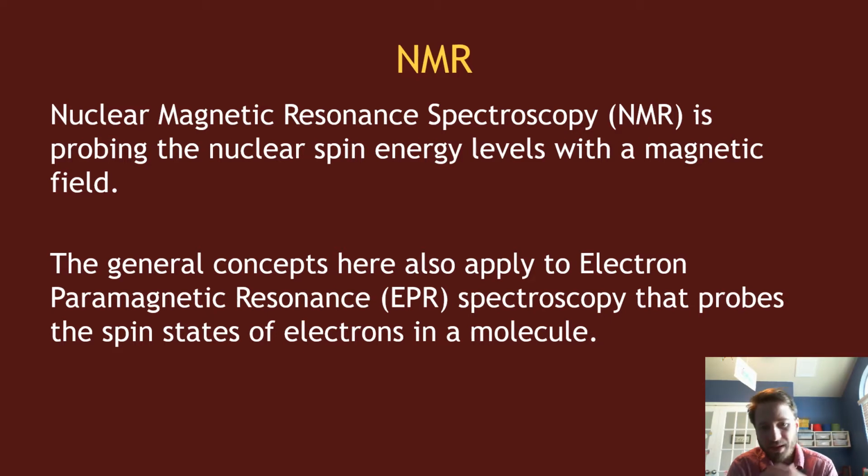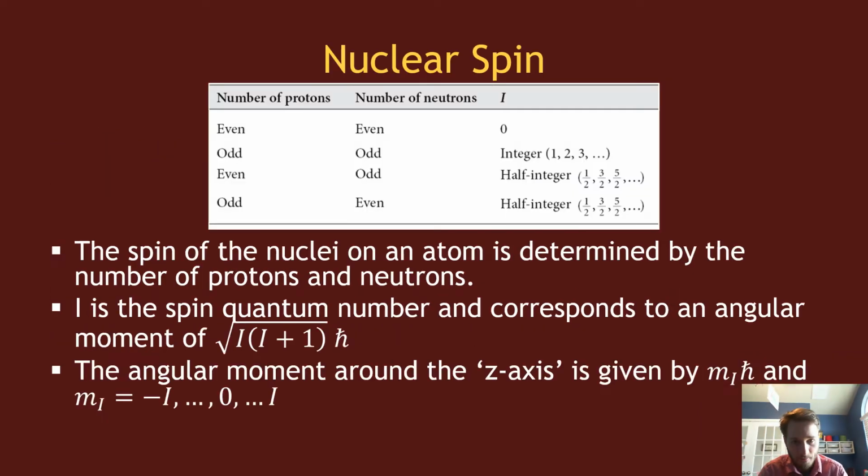And what we talk about in this video can be applied to EPR, or electron paramagnetic resonance, which is looking at the spin states of the electrons versus the spin states of the nuclei. So NMR is looking at nuclear spins, EPR is looking at electron spins. The electron has a total spin of 1/2.